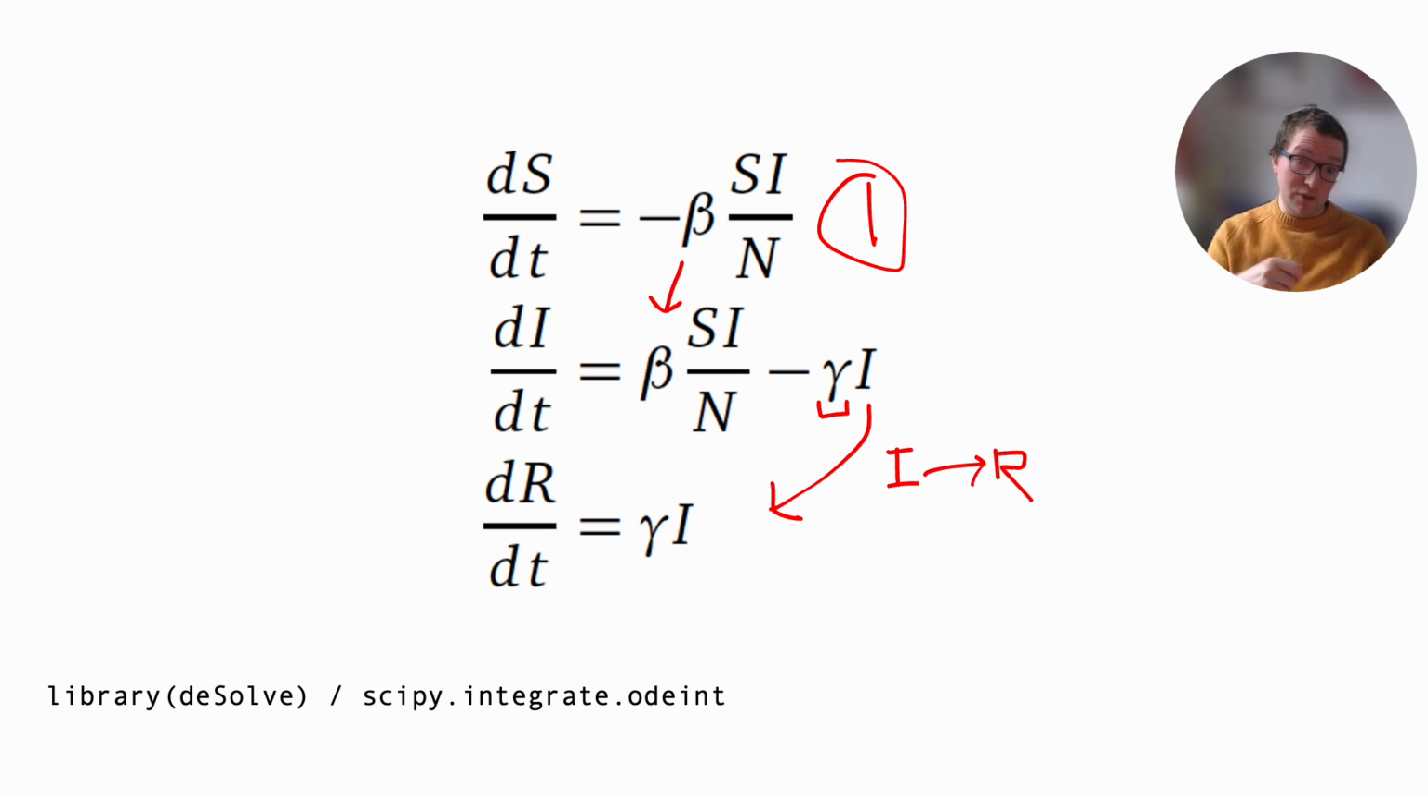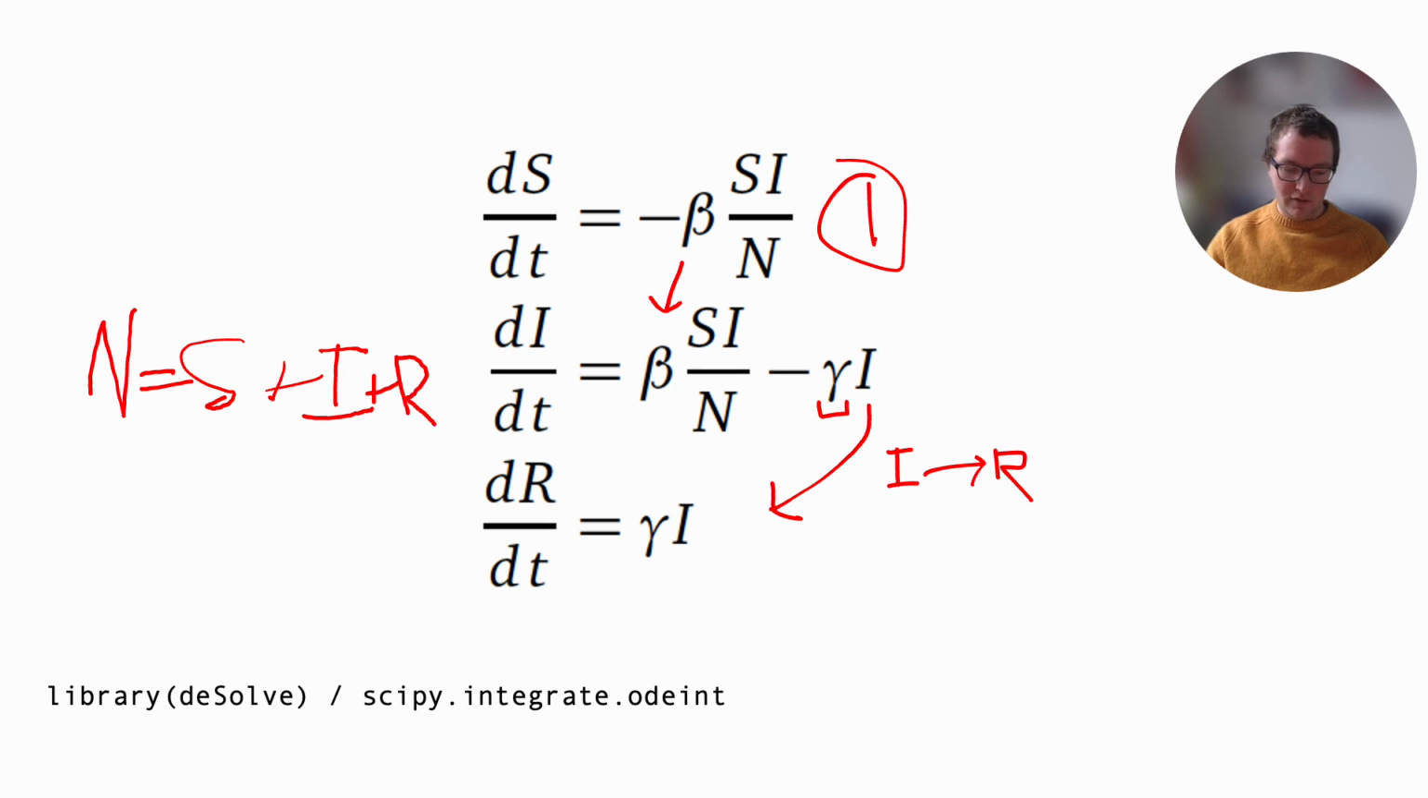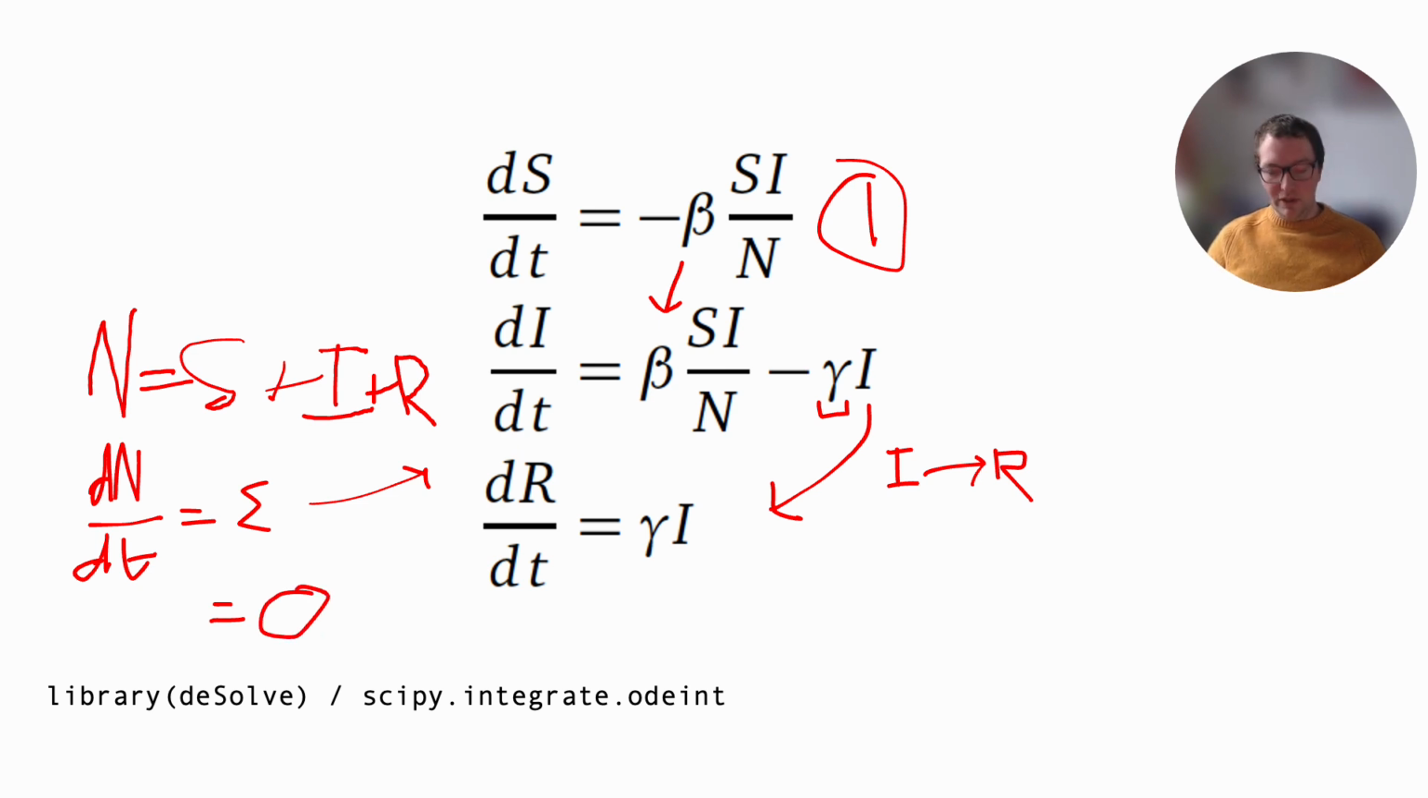So really I kind of have two different changes here. And then if I add all of these together, so I've got the total size of the population, N, is S plus I plus R. So dN by dt is the sum of all of these equations here. And you'll see that this sums to 0. So the population size doesn't change over time, which is correct.